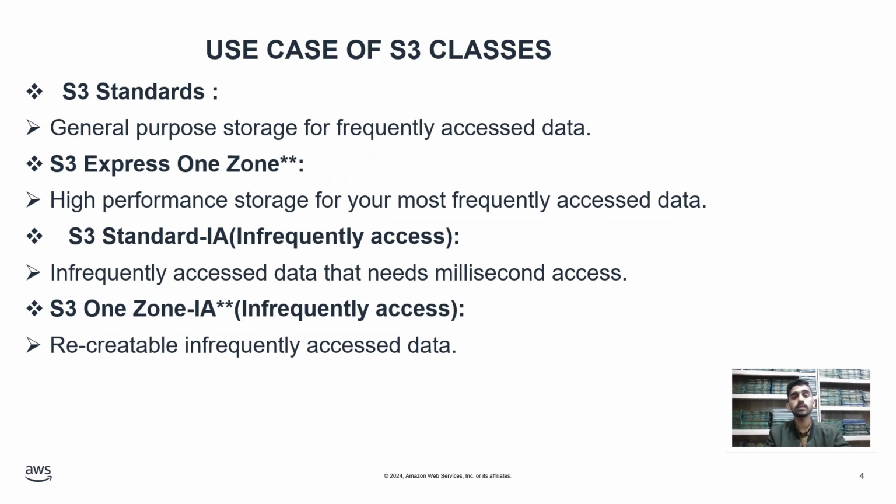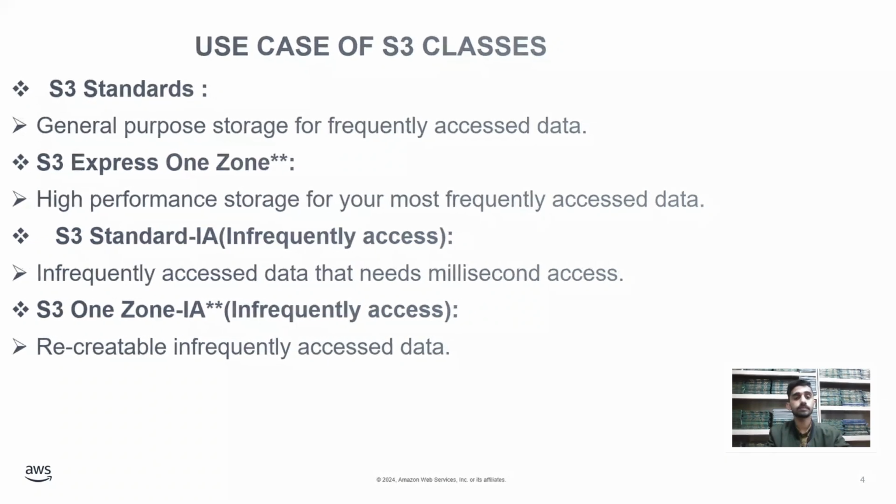And now the next one is S3 One Zone Infrequent Access. It is similar to S3 Standard Infrequent Access, but the only difference is that in this case, AWS does not replicate our data into multiple availability zones, and it is cheapest as compared to S3 Standard Infrequent Access.